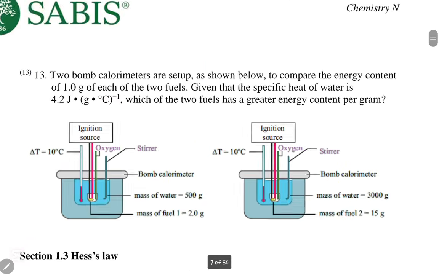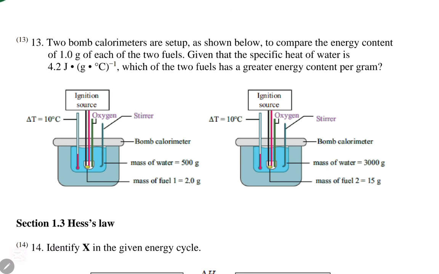We'll move on to question 13. What does it say? Question number 13. Two bomb calorimeters are set up as shown below to compare the energy content of 1 gram of each of the two fuels, given that the specific heat of water is 4.2 joules per gram times degrees Celsius. Which of the two fuels has a greater energy content per gram? So our keyword here is per gram.